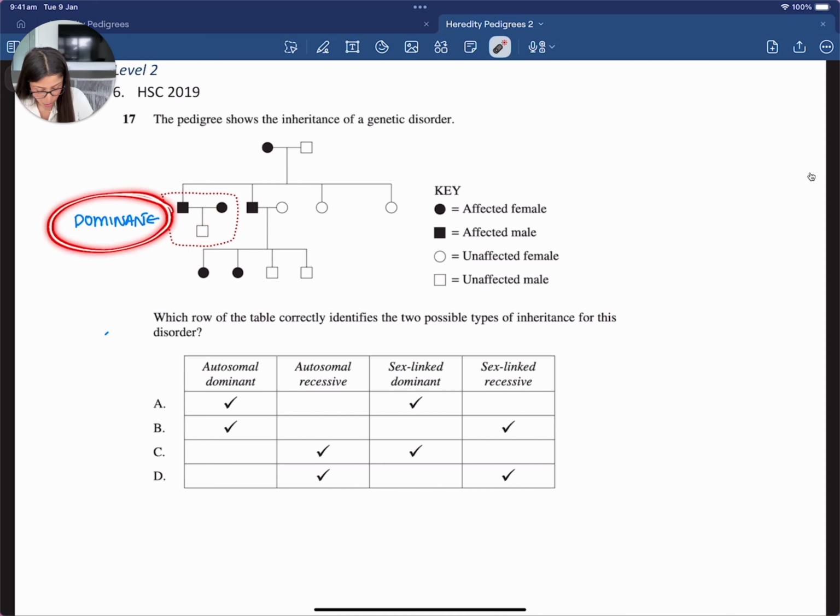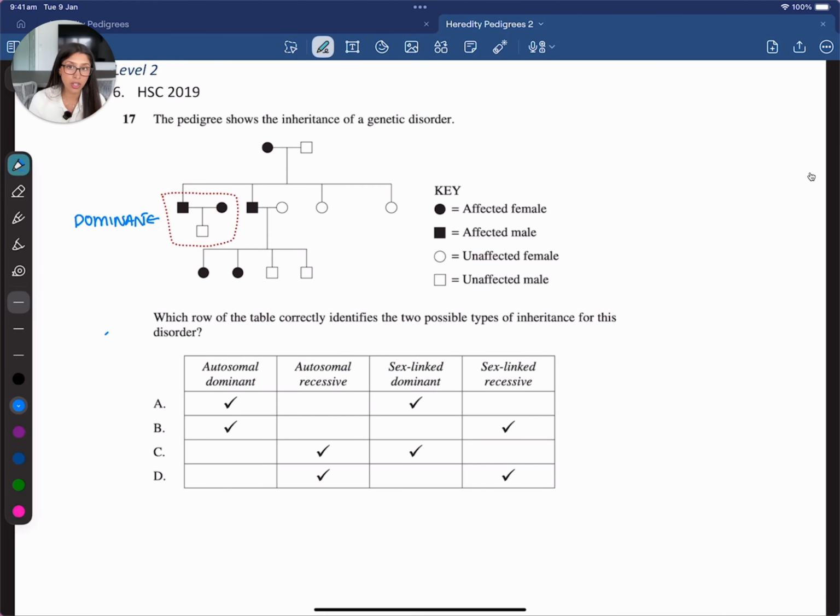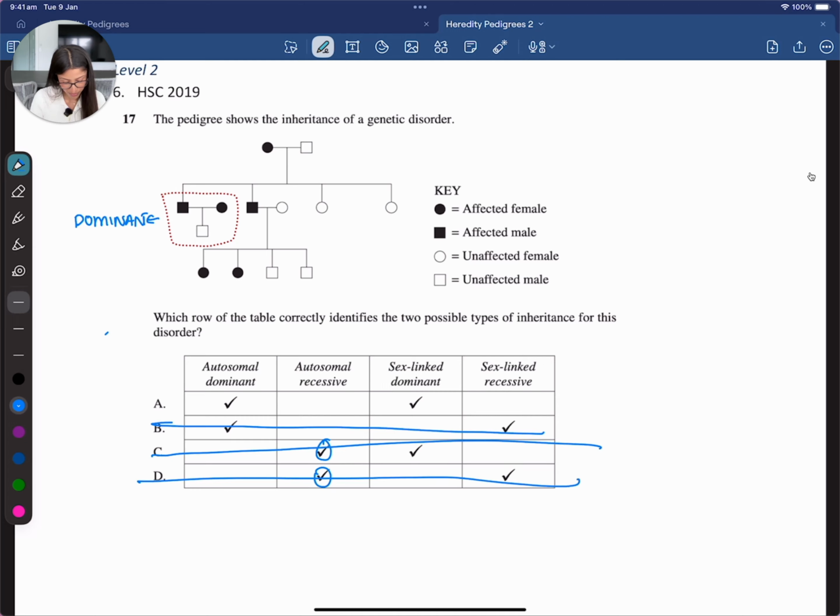That tells me it's a dominant condition. So it's definitely not going to be recessive. So I can rule out all of the options that contain recessive as an answer. And that was pretty easy now. I'm only left with option A. So that's going to be my answer.